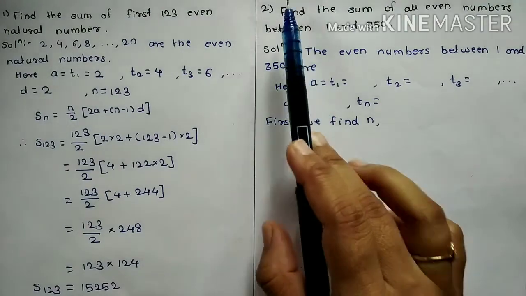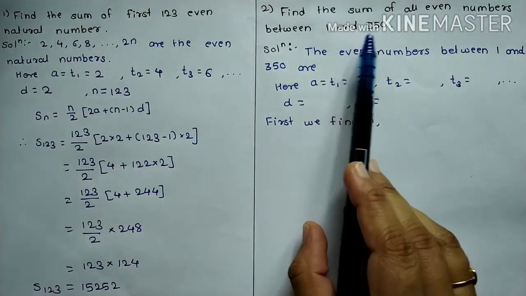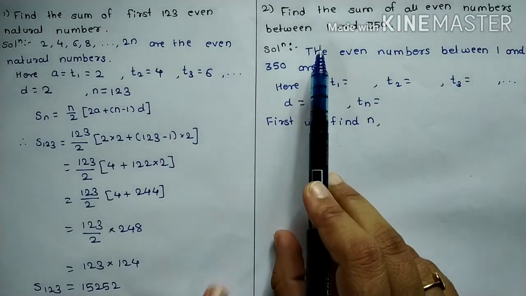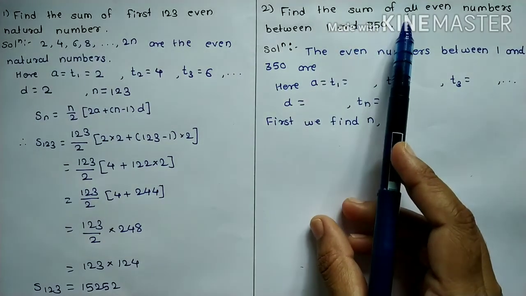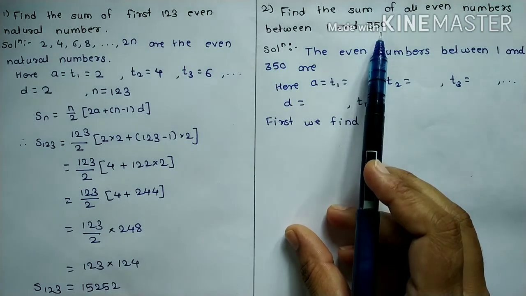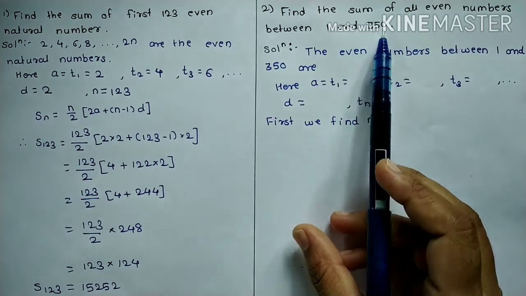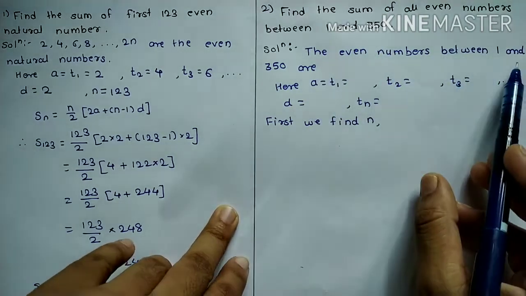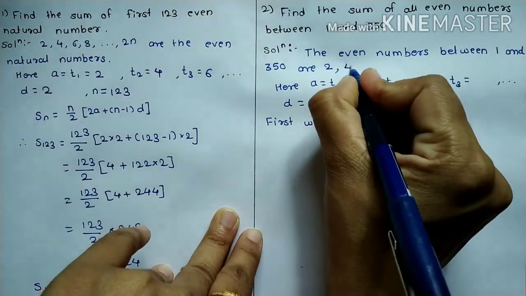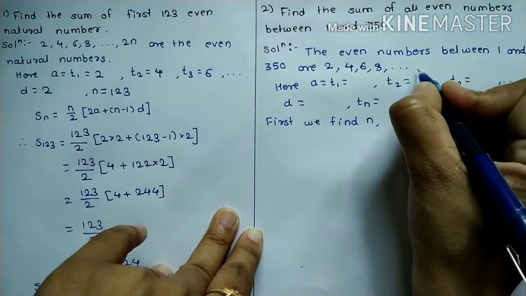Second example is find the sum of all even numbers between 1 and 350. See solution. Here we have to find the sum of all even numbers between 1 and 350. First write down even numbers between 1 and 350. That is, the even numbers between 1 and 350 are 2, 4, 6, 8 and so on. Last number is 348.